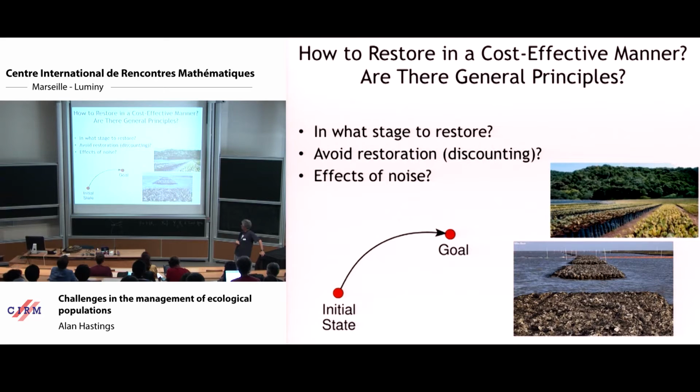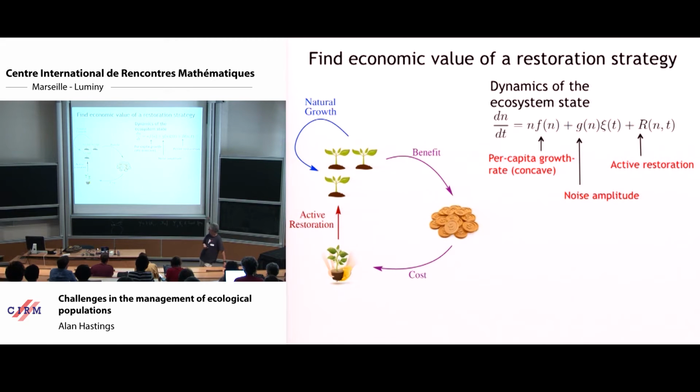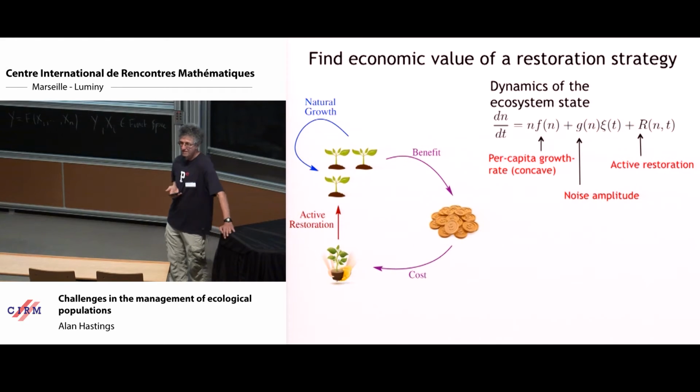So what stage of things to restore? The bottom is restoring, say, essentially maybe artificial coral reef, artificial oyster reefs. And you have a goal and an initial state. And again, it only makes sense to do this in terms of something economic. So you have costs and benefits. And as I said, I don't think we've heard that much of the economics here. And I will set up, we have a per capita growth rate, we have noise, and we have the human intervention at the end. So we have the innate dynamics, stochasticity, and our possible management action.